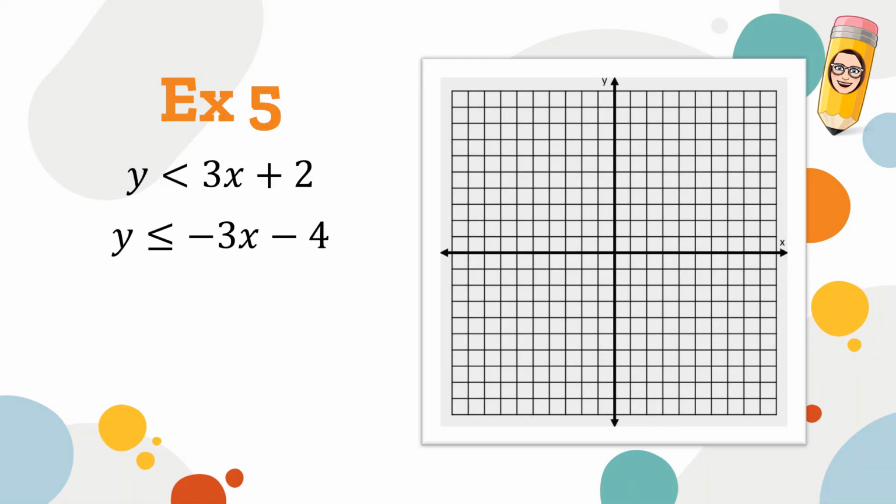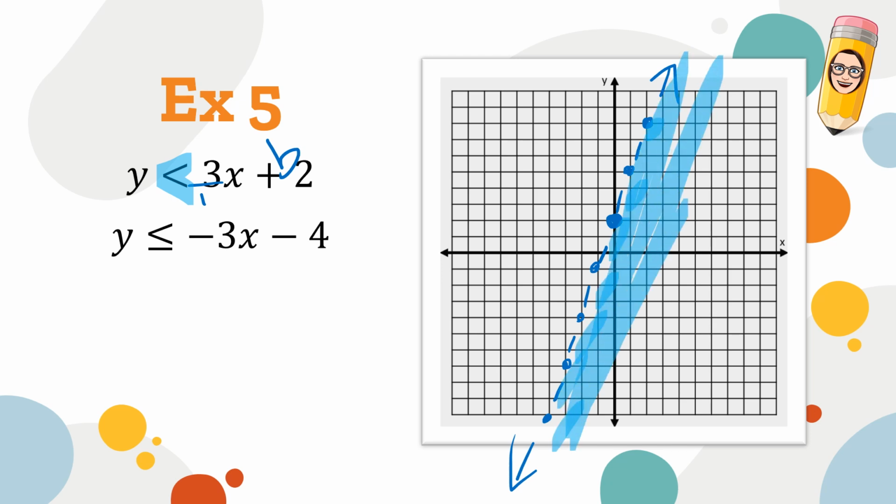All right, example 5. Let's begin at 2. Rise 3, run 1. It is a dashed line because it's not or equals to, it is just less than. And because it's less than, we need to shade less than. If I shade less than each dot, below each dot, I am shading here.